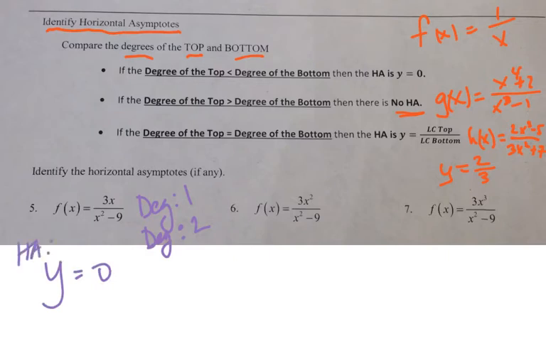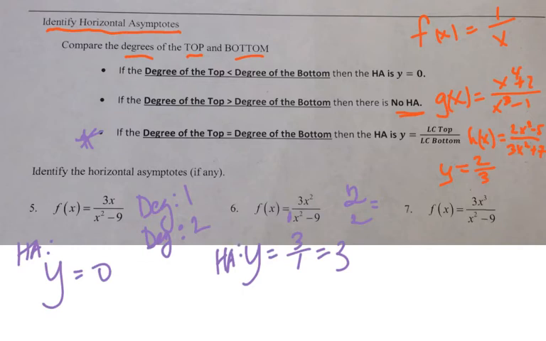Okay, so for the next one, that one was nice. This next one, f of x equals 3x squared over x squared minus 9. The degree on the top is 2. The degree on the bottom is 2. Those two are equal. So that's this situation. If they're equal, then the horizontal asymptote is y equals the leading coefficient of the numerator, 3, over the leading coefficient of the denominator. That would be a 1. 3 over 1 is just 3. So that is our horizontal asymptote.